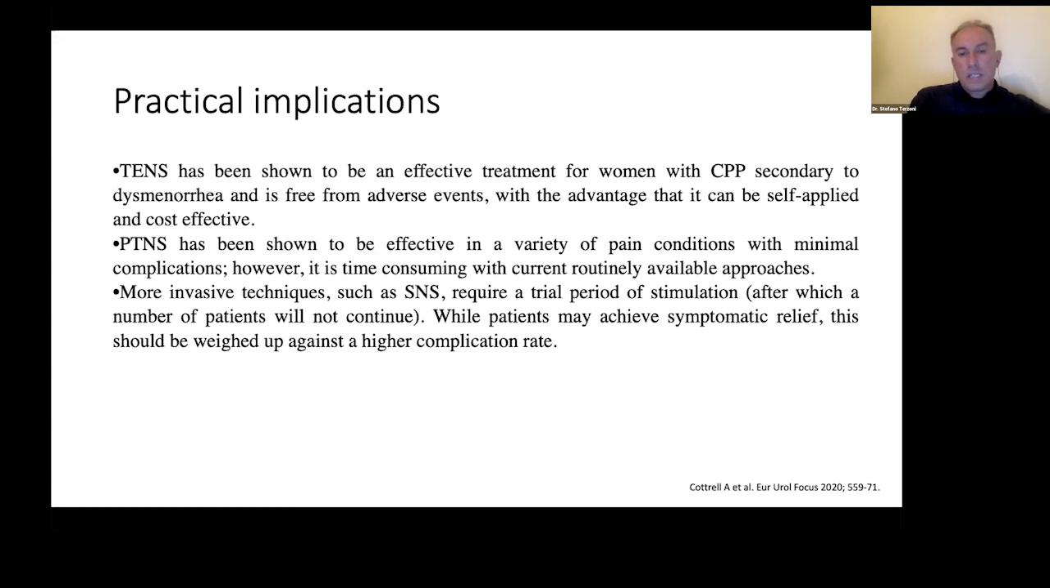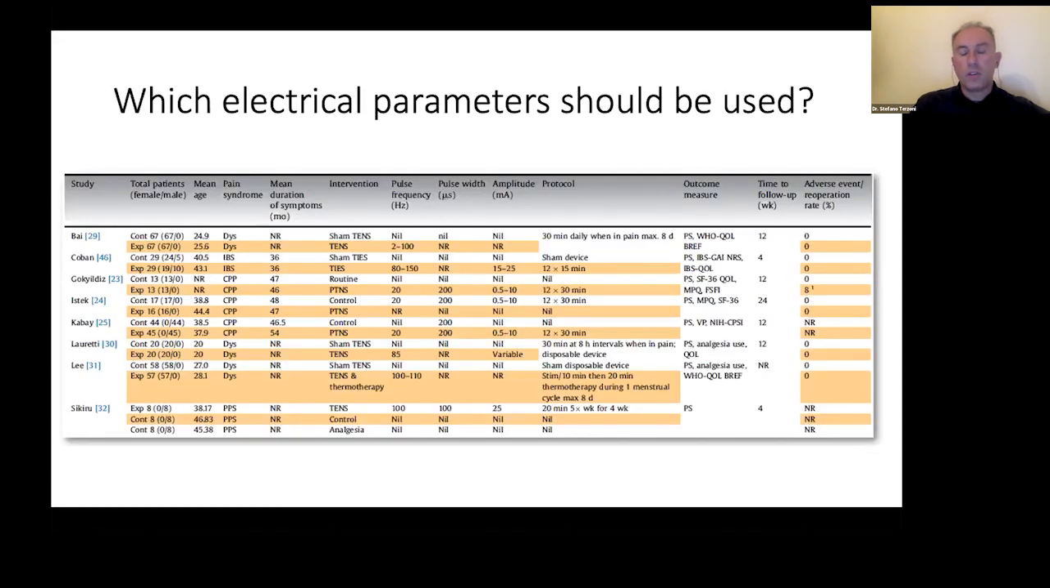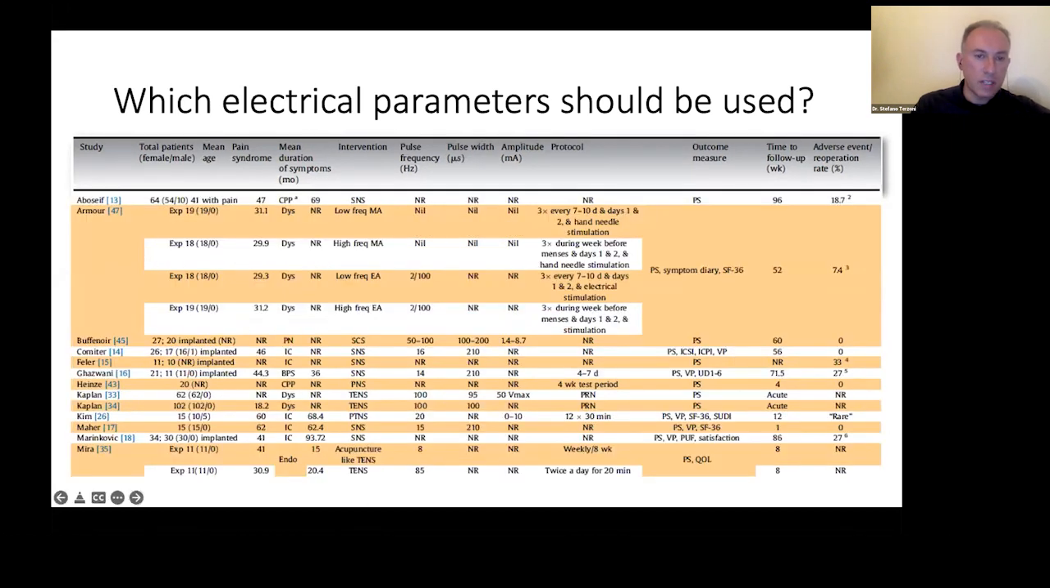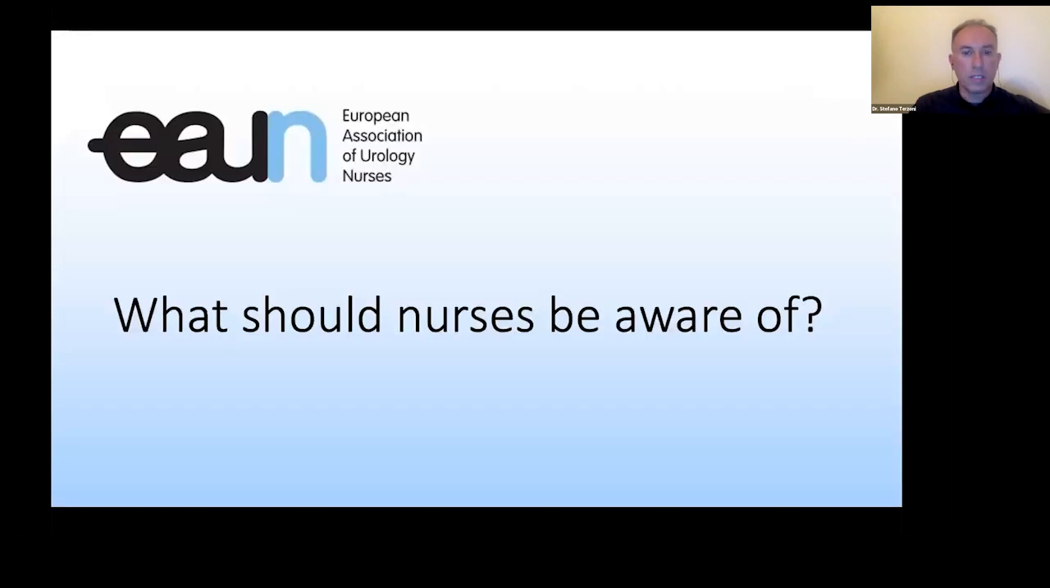More invasive techniques such as spinal cord stimulation require a trial period of stimulation, so these are only reserved to specific and dedicated centers. I'm not going through these tables, but this is only to tell you that in the literature that I am providing you with the slides, you will find these tables, which will basically tell you for each type of problem, what kind of treatment has been done, for how many weeks, with what kind of parameters, the number of hertz, pulse frequency, pulse width, and so on. So you will find all the practical implications if you want to create or update a treatment protocol in your own hospital, in your own reality.